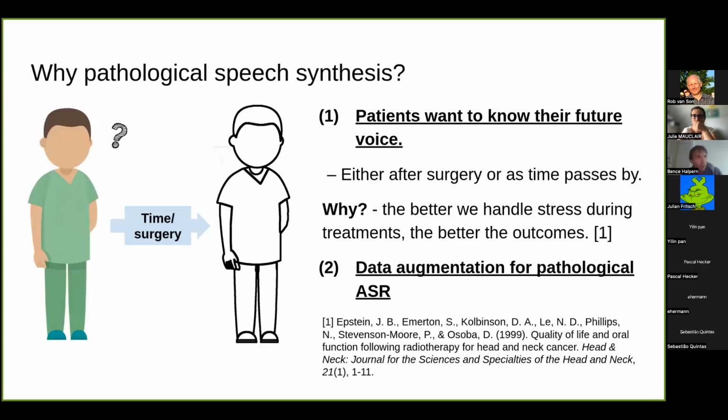So first, why pathological speech synthesis? There are two main reasons. First is, patients currently face large uncertainty regarding their speech outcomes during oral cancer treatment or after oral cancer surgery. So what we want to show them is the future voice, because studies seem to indicate that the quality and amount of information that they receive is insufficient during the treatment, which in turn affects how the quality of life will turn out to be after surgery. We want to improve this, therefore we need pathological speech synthesis.